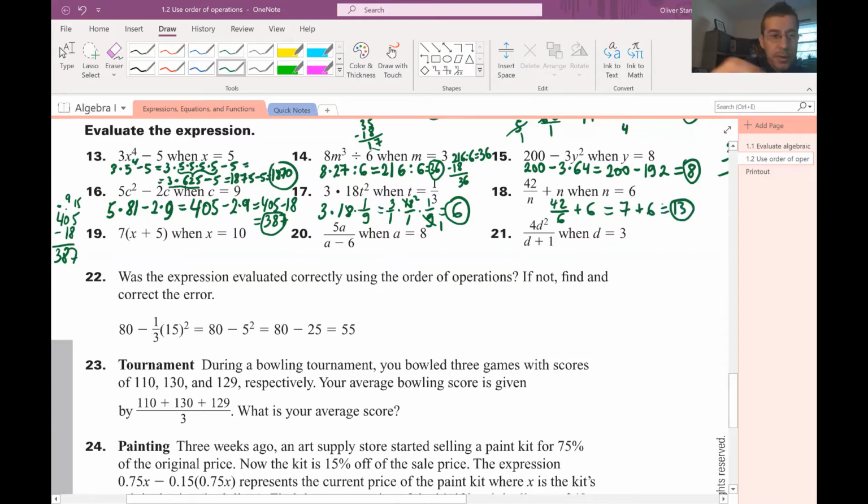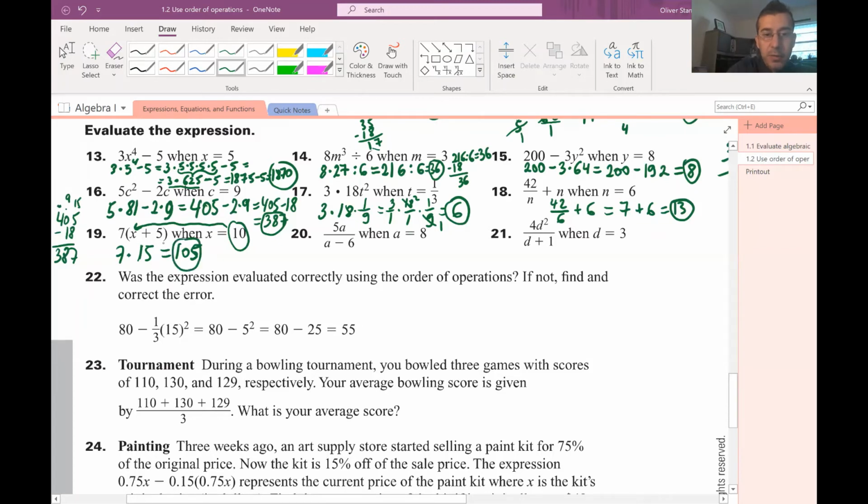19 is 7 times x plus 5. x is 10. So we substitute 10 for x here, and then we do the parentheses first, grouping, right? So 10 plus 5 is 15, and then multiplication, this would be 105, because 7 times 5 is 35, and 7 times 1 is 7 and 3, 10. So 105 is the answer.